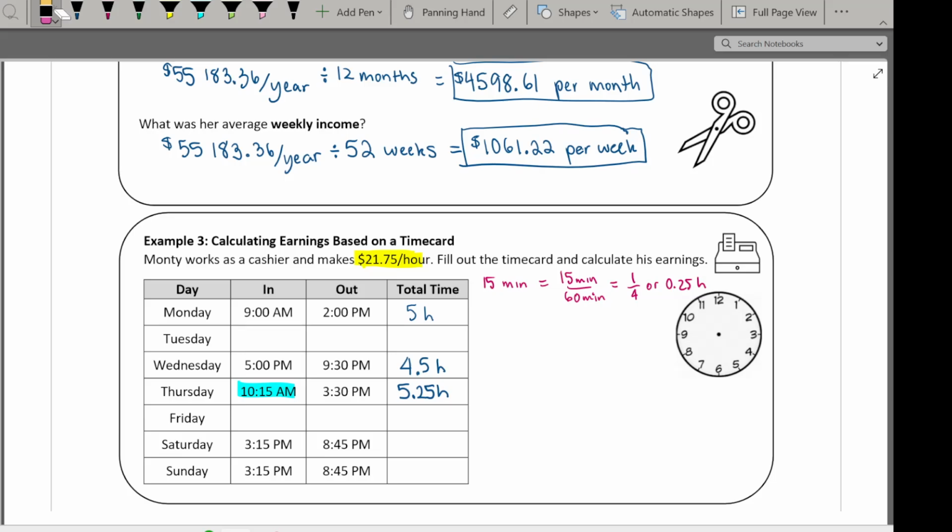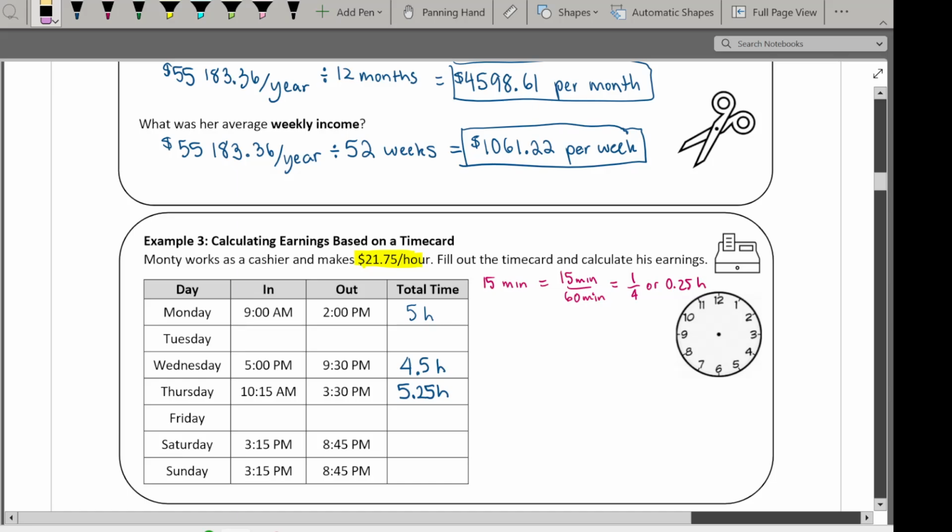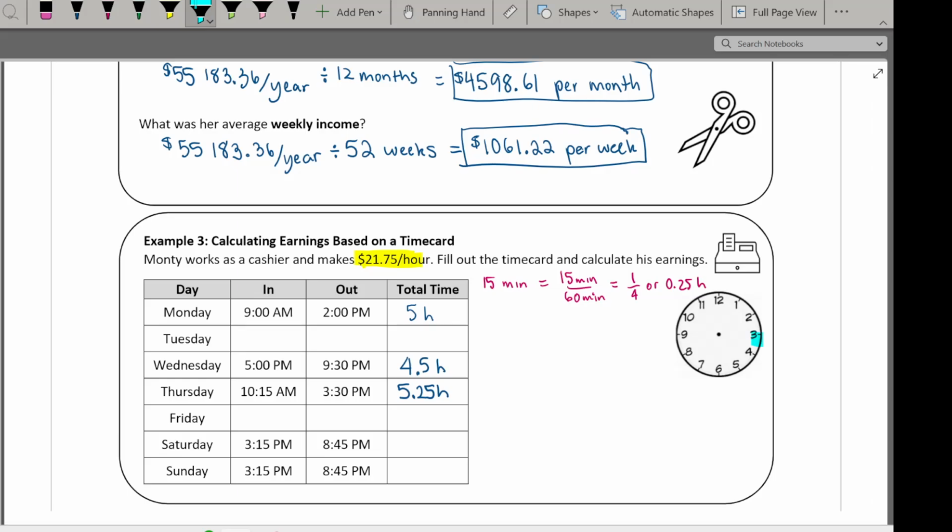Okay, and then lastly, we've got Saturday. Oh no, not lastly, sorry. We've got Saturday and Sunday, the weekend. But they both have the same time, so we just have to do one calculation twice here. So we're starting at 3:15 and we're ending at 8:45. So from 3:15 to 8:15 would be 5 hours, and then there's an extra 30 minutes, because from 15 to 45 is 30. So 30 minutes is half an hour. So 5 hours and a half, 5.5. Okay, and both Saturday and Sunday were the same, so I just put the same number for both.